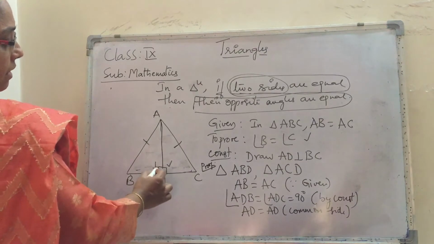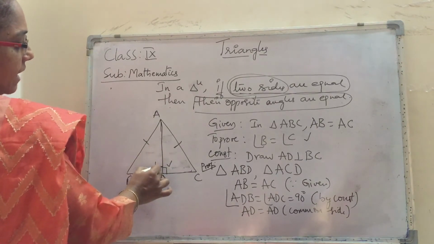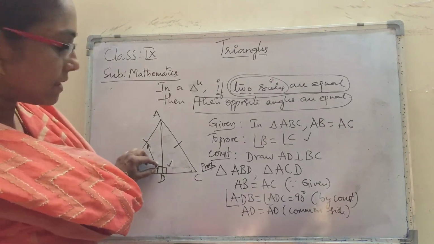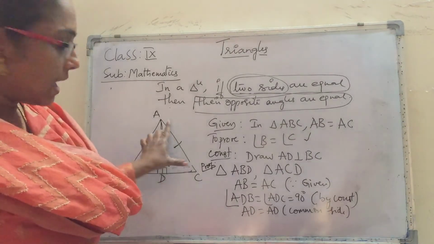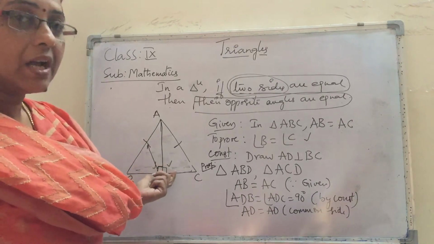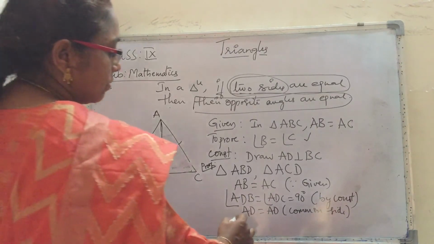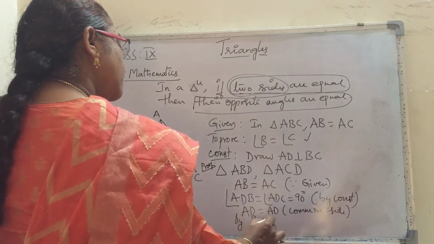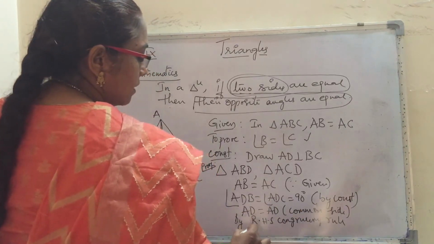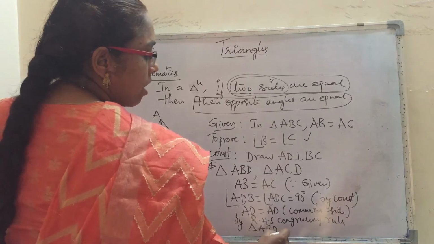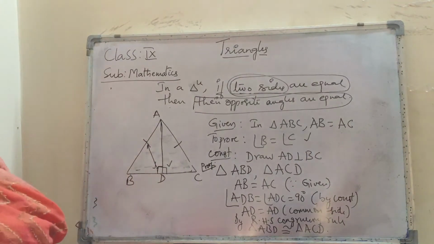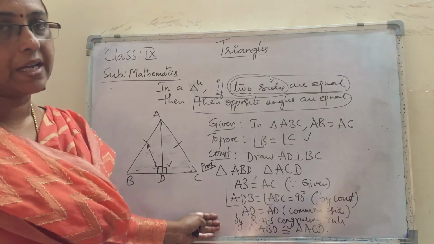Now observe, here this is 90 degrees. And the side opposite to 90 is called the hypotenuse. See, here this is 90 and these hypotenuses are equal and one side is equal. Then what congruency rule can we use? It is nothing but RHS. By the RHS congruency rule, we can say that triangle ABD is congruent to triangle ACD. Okay, children?